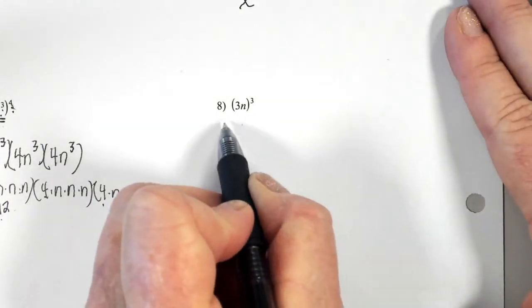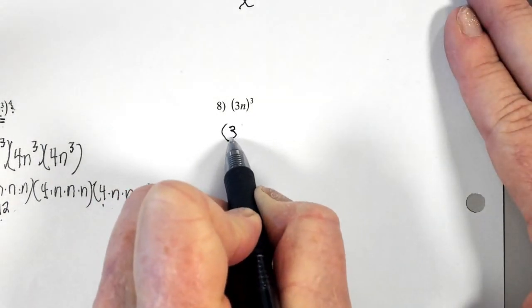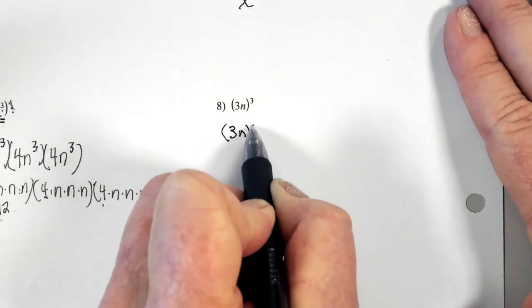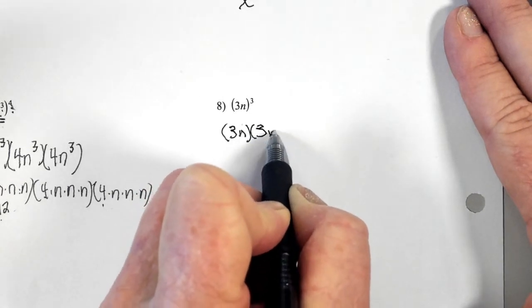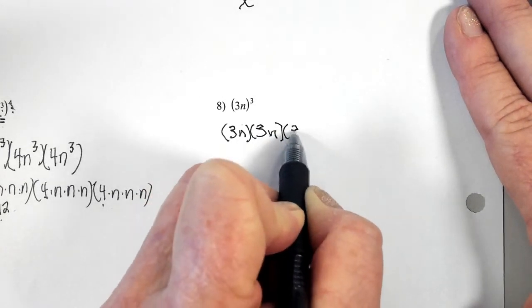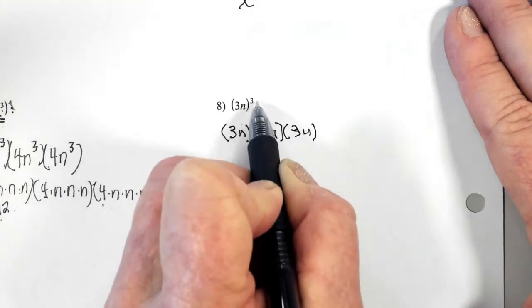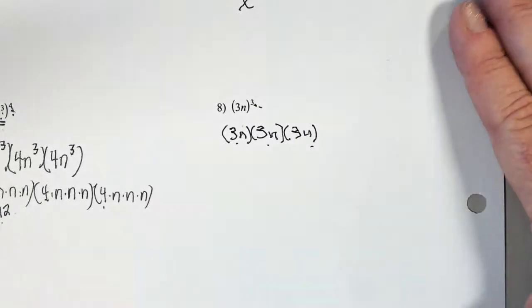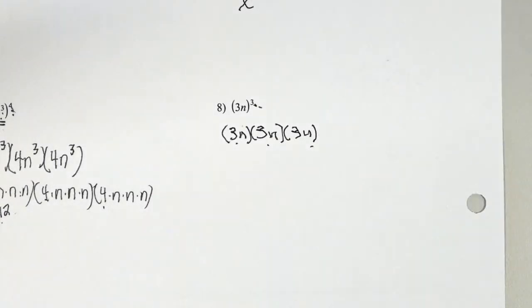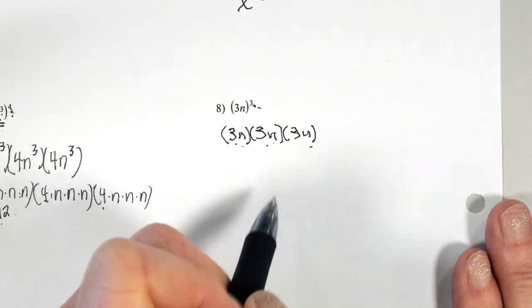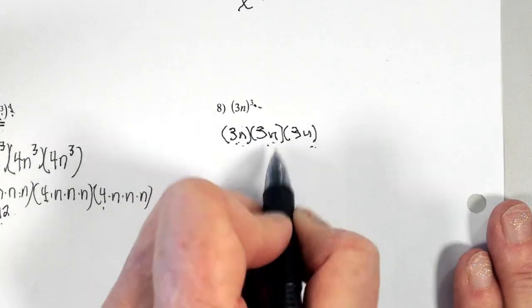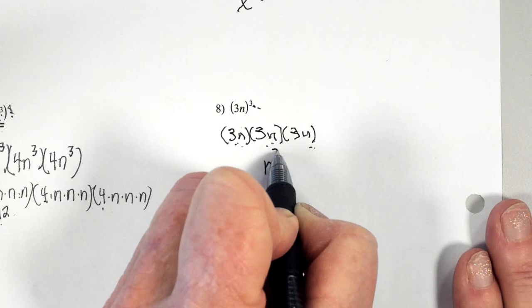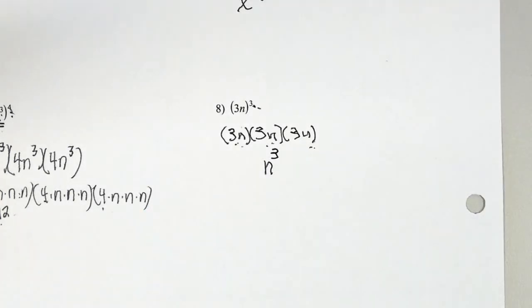So what I'm going to do is I'm going to write 3n. And how many times am I going to write it? I'm going to write it 3 times. Why? Because look at the exponent right here. That tells me I have to write it 3 times. So now what do I have to do? I've got to count up the n's. So I got n and n and n. How many of those are there? There's 3 of them. So I say n to the power of 3, because it's repeated multiplication.